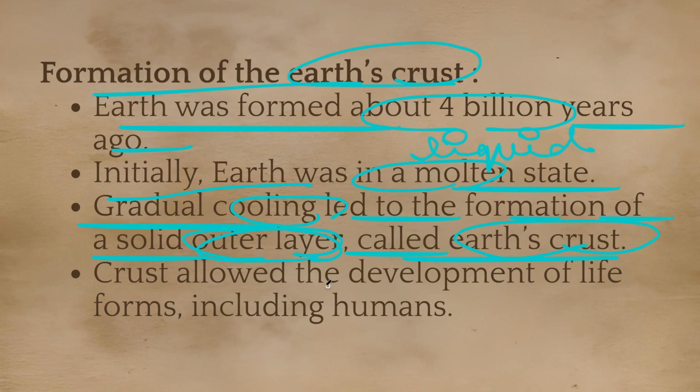So think of it like this. If you have hot milk, when the hot milk gets cold, a layer is formed on the milk. Similarly, the earth was in a molten state, very hot, but as it got cold with time, an upper layer started to form on it, and that upper layer is called the crust.